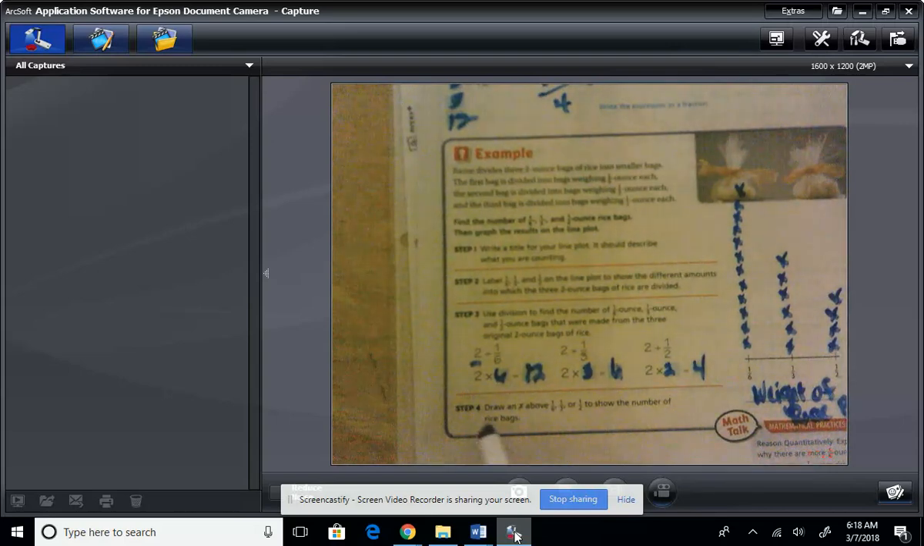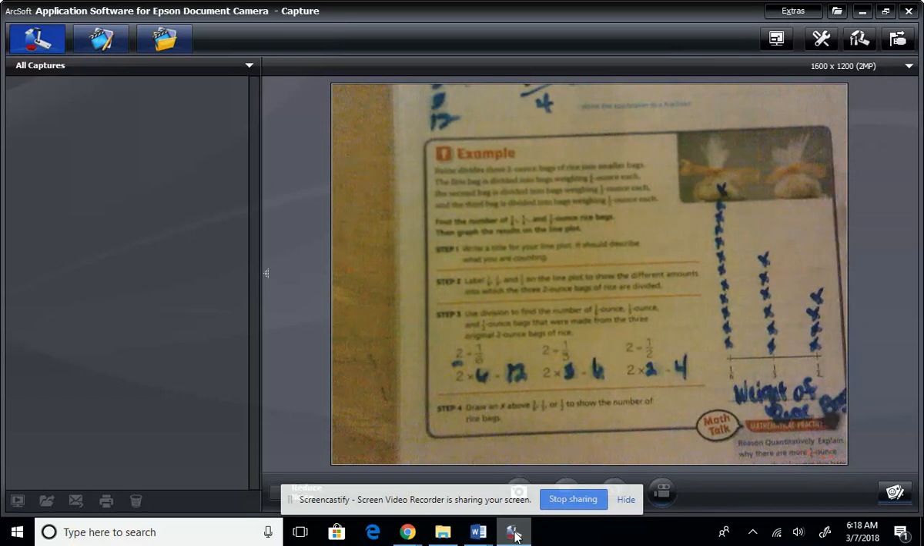So that's showing the weight of each one, how much we would have. And of course, 1/6 is smaller than 1/3, and 1/3 is smaller than 1/2. So we would have less amounts in each bag.